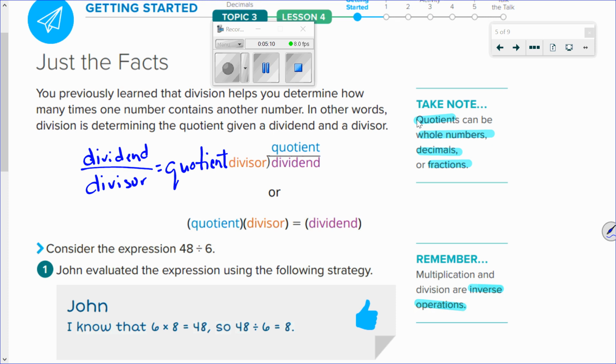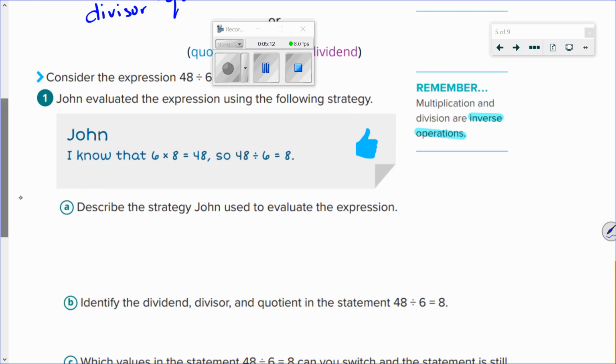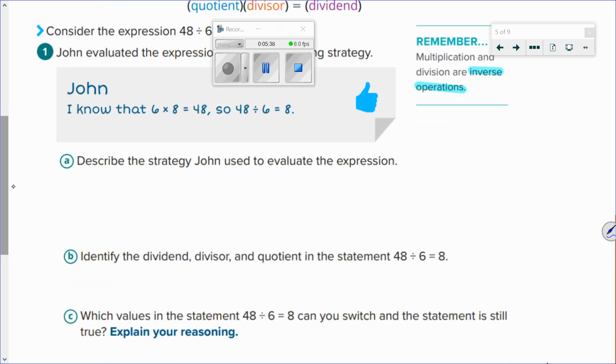Now we're going to do a couple examples. We're going to look through some thinking. The first one, John knows that 6 times 8 is 48. So 48 divided by 6 is 8. What strategy did he use to evaluate that expression? Linda? No? Good guess, though. I like that one. Austin? Inverse operations, or we could also say, what did we just do in our warm-up? Fact families. So he used inverse operations, or fact families.